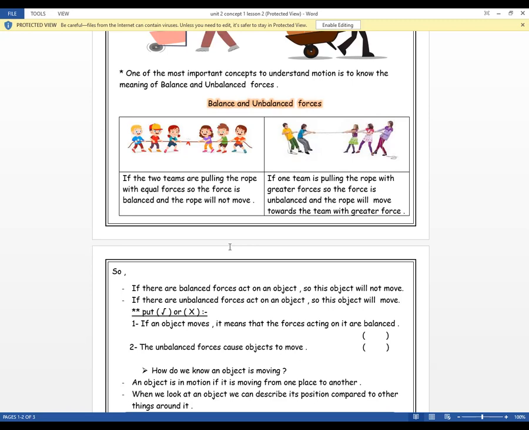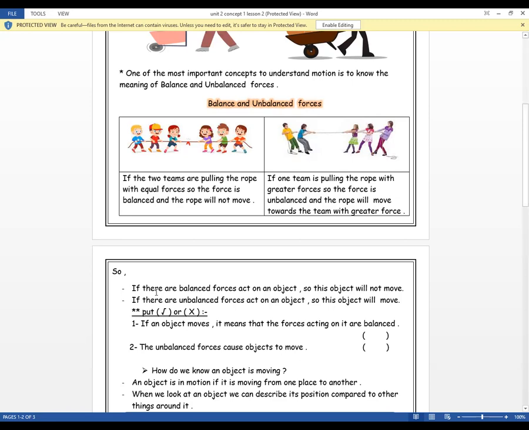So you have to know, in case of balanced force, the rope will not move towards any team, okay, because it's called balanced force. But if now the two teams, one of them plays with greater force, the force will be unbalanced and the rope will move towards the team with greater force.